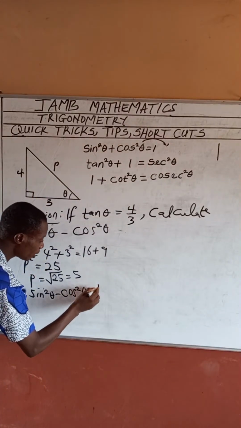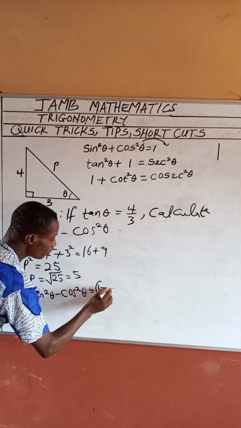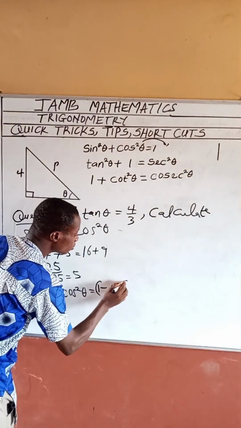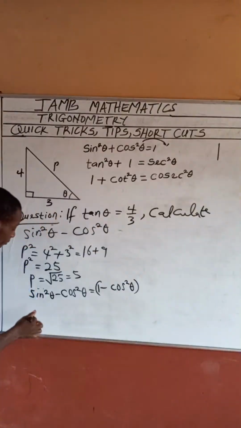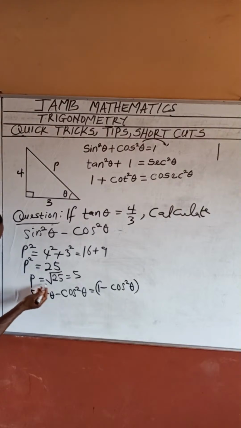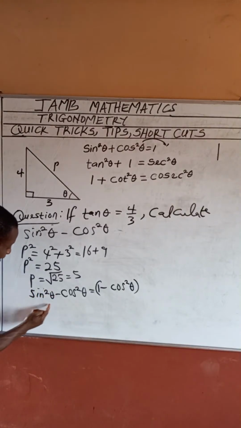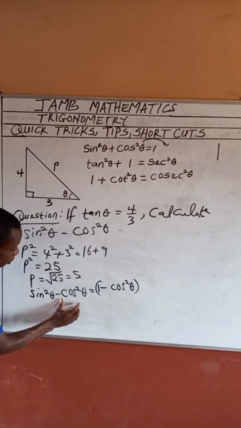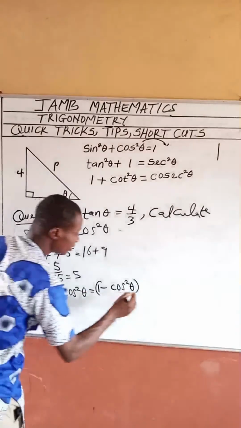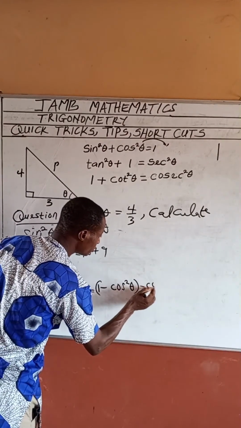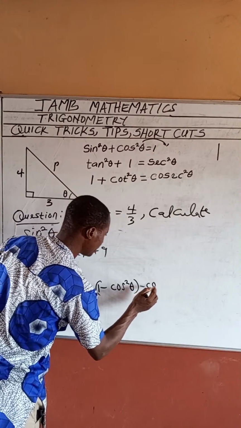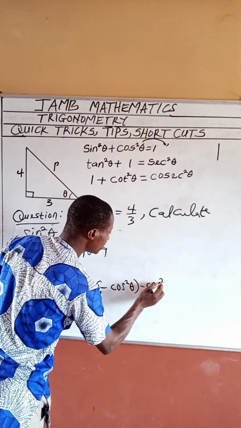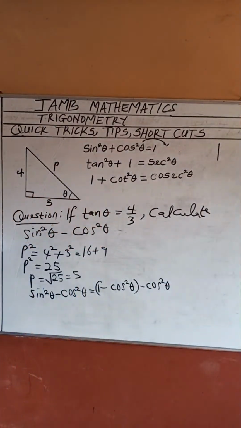So it means we are going to have 1 minus cos square theta. That is for sine square theta. Then minus cos square theta again. This is what we are going to have.